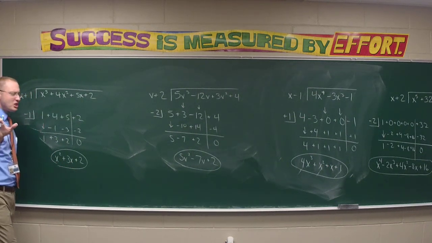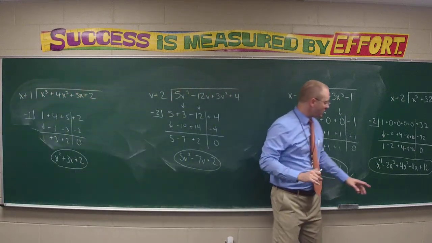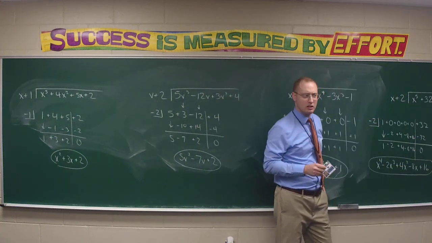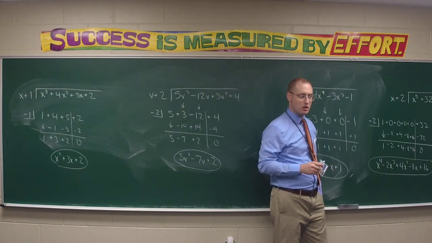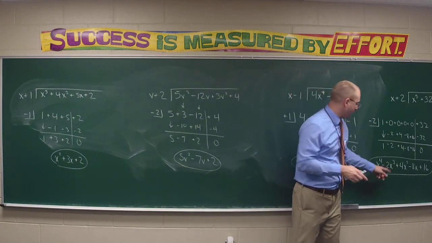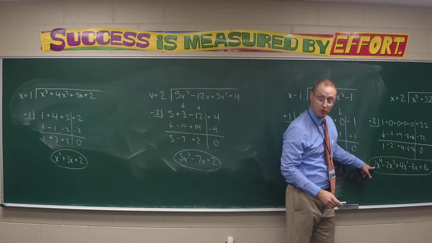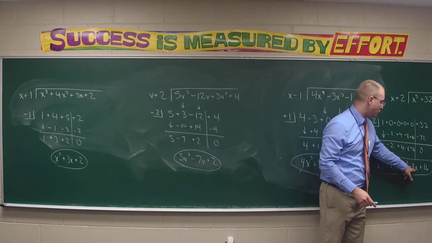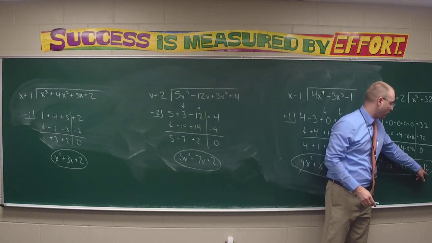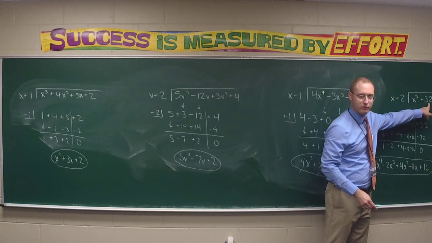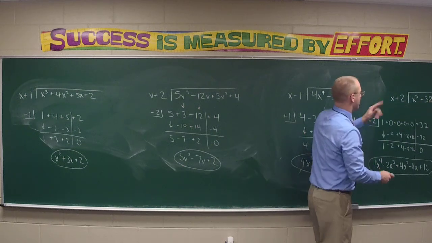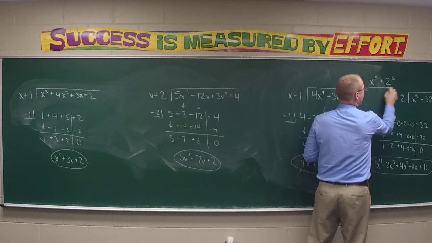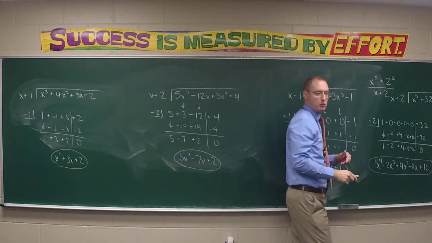Questions on this? I want you to notice something real quick here, though. Notice anything interesting about these numbers? 2, 4, 8, 16. They do double. By the way, this is a 1. 2 to the 0, 2 to the 1st, 2 squared, 2 cubed, 2 to the 4th, there's 2 to the 5th. So this was x to the 5th plus 2 to the 5th divided by x plus 2.